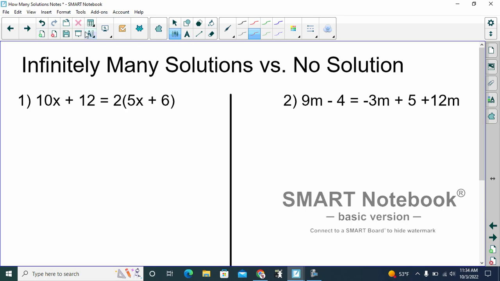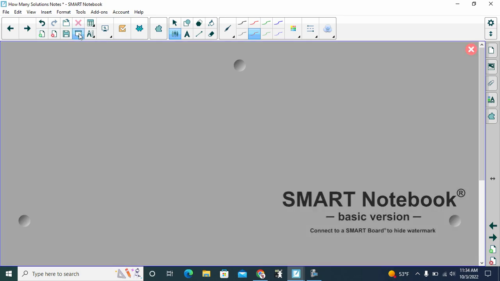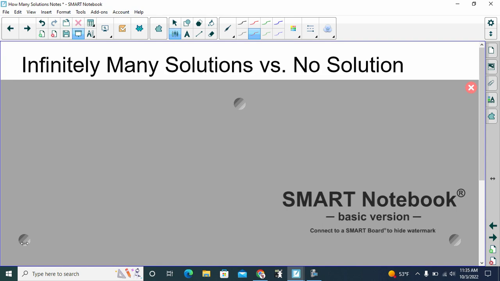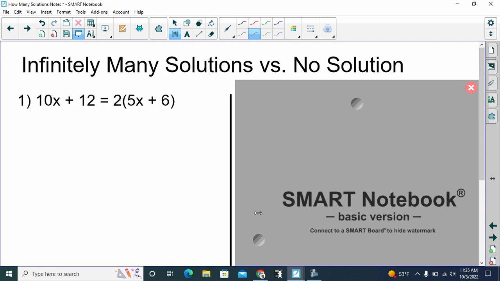Example one is going to show us when we have infinitely many solutions versus when we have no solution. So example 1, we are given an equation here, 10x plus 12 equals 2 times the quantity 5x plus 6. The good news is there are no new steps in solving this equation or any of the equations. The entire lesson that we're doing today, we're solving equations the same way that we've been solving them.